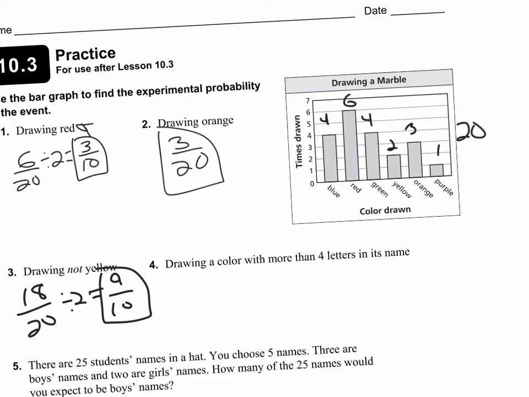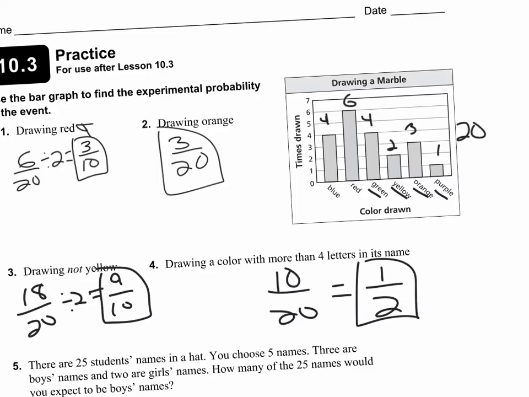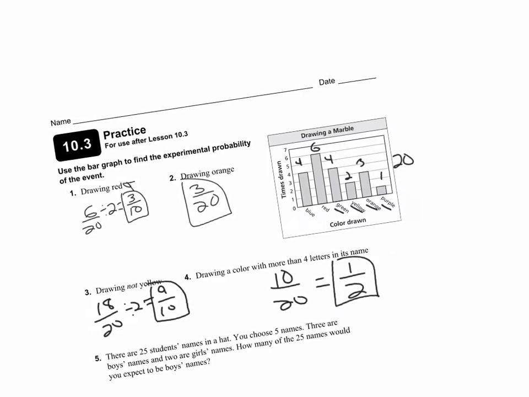Drawing a color with more than 4 letters in its name. So blue, nope, blue has 4, not more than 4. Red, no, we wouldn't talk about. Green, we'd talk about. Yellow, orange, and purple, we talk about all those because they have more than 4 letters in their name. So 4, 5, 6, 7, 8, 9, 10. So I get 10 out of 20, which then reduces to 1/2. So the probability of drawing a color with more than 4 letters in its name is 1/2.